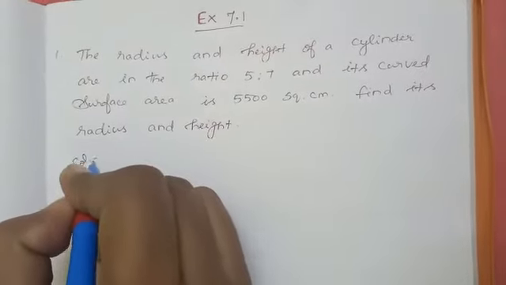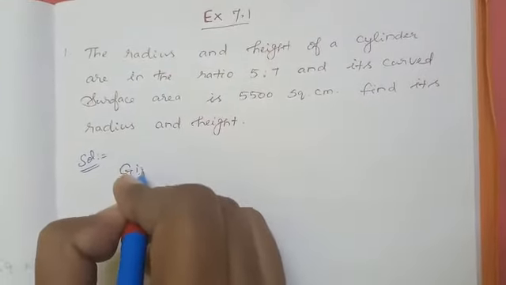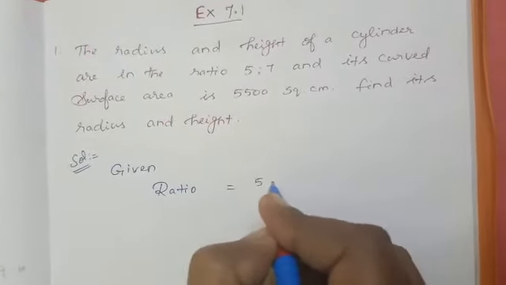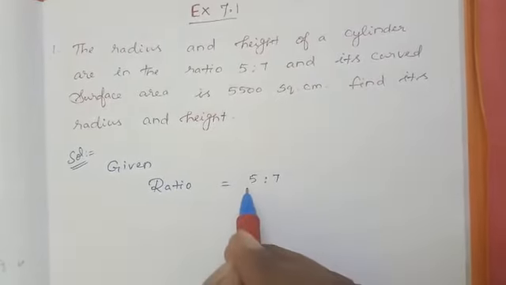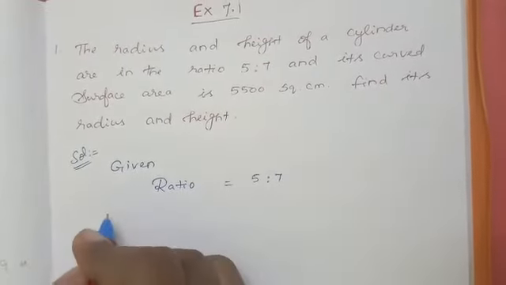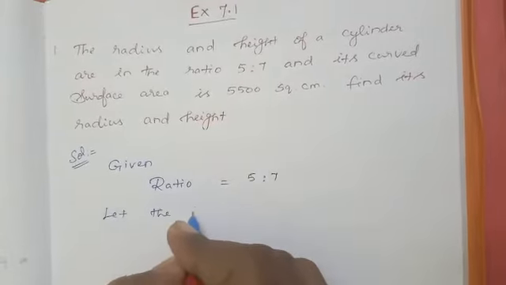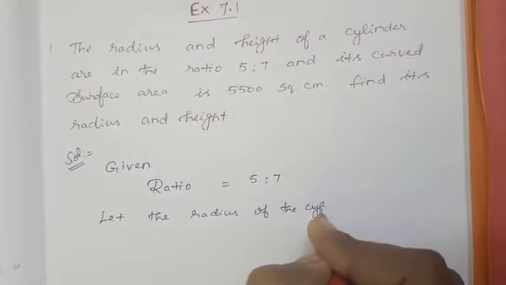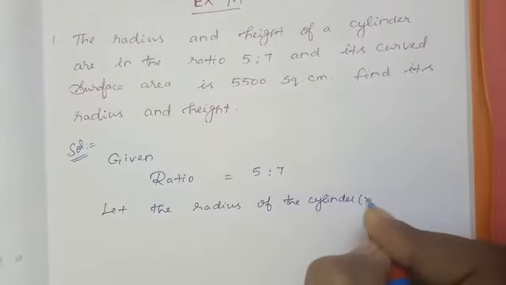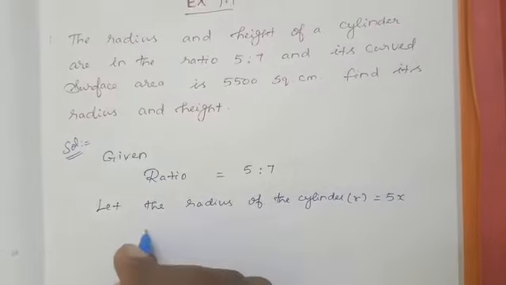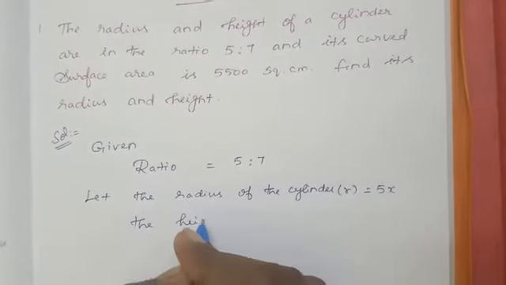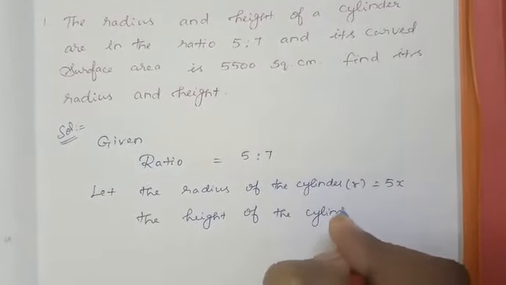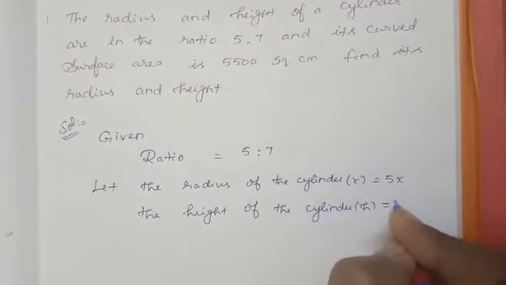Solution. Given: the ratio, 5:7. This is the radius, this is the height. Let the radius of the cylinder R be equal to 5x, and the height of the cylinder H be equal to 7x, we are assuming.